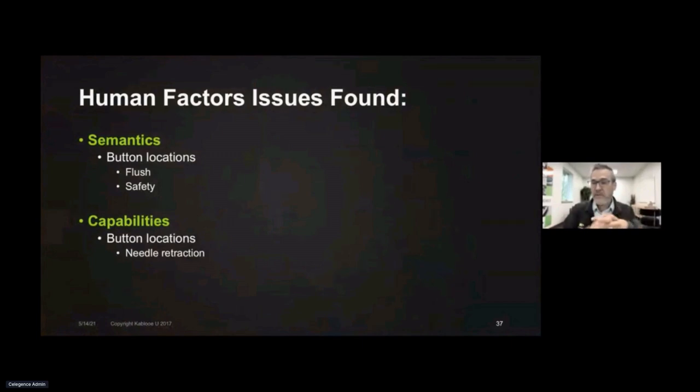And here were some of the pain points we found when we advanced through those two levels of usability studies. Cognitively, semantically, button locations were confusing for the users. We discovered that they didn't understand how and when the flush should be used. They didn't understand how the safety button should be interacted with, okay? Those are pain points. Physical things, the button locations, one of them was very difficult for a user to reach and to use and to engage, okay? That was a pain point. So we discover these pain points.